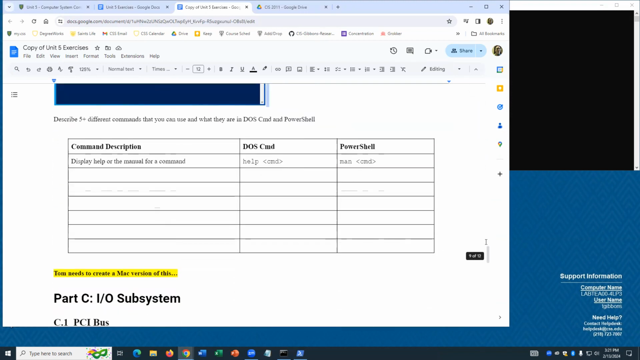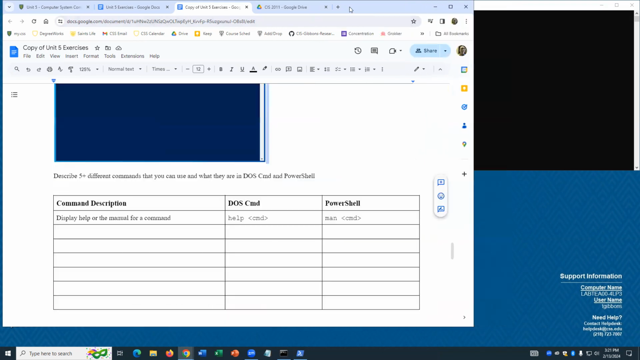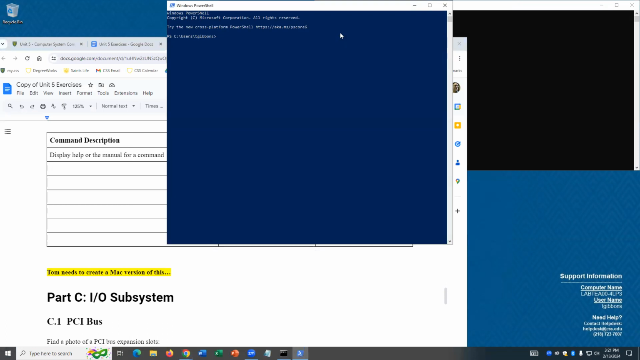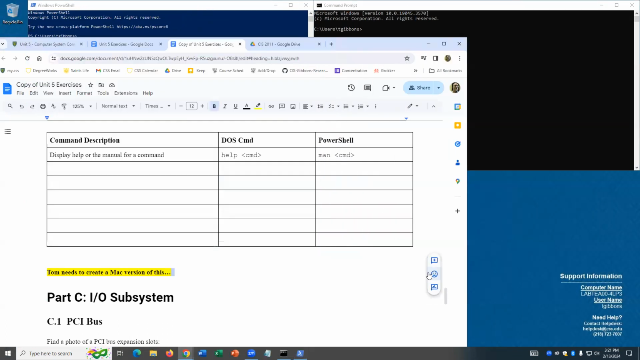So we want you to try some different commands that I'll run on these two versions. We want these open. And I want you to find some different commands here. And they'll often be slightly or totally different commands.